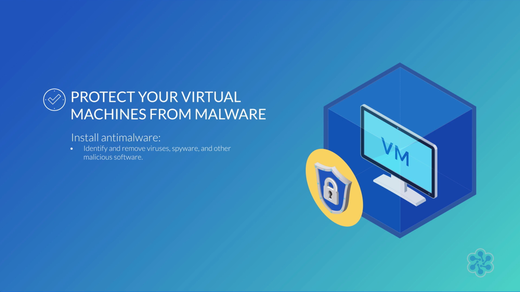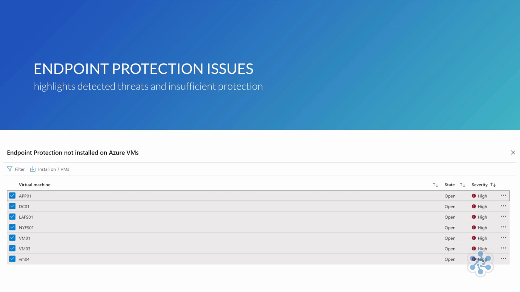There are two ways you can go about this. You can either install Microsoft anti-malware, or you can install a third-party endpoint protection solution. Once you have your anti-malware solution installed on your virtual machines, you'll want to integrate that solution with Azure Security Center so you can monitor the status of your anti-malware protection on those VMs. Azure Security Center allows you to view reports on the Endpoint Protection Issues blade. What it does is highlight detected threats and insufficient protection, which obviously make your VMs vulnerable to malware threats.